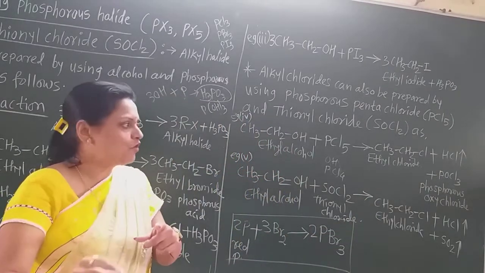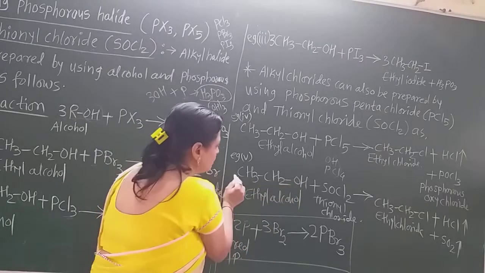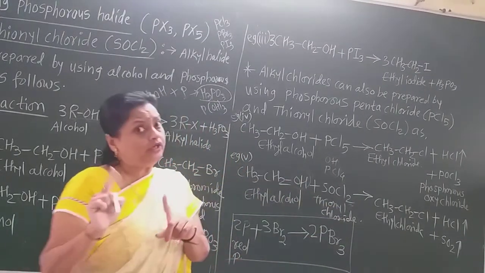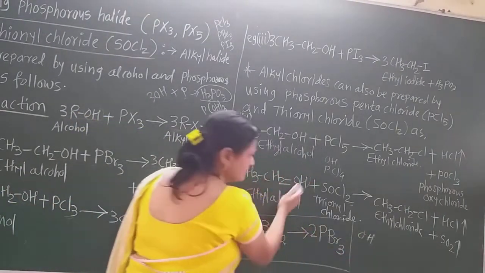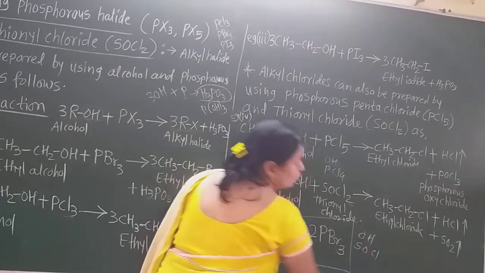Now why is it important? Let us learn. Now this CH3CH2OH, here also take only 1 molecule. This OH is replaced by 1 of the chlorine only. Now what will be remaining? Remaining are the OH, which get replaced: this S, this O, and 1 of the chlorine there.